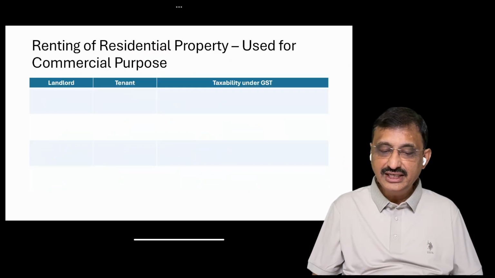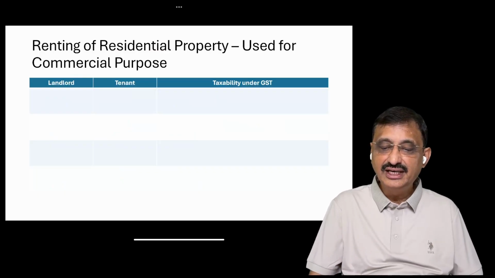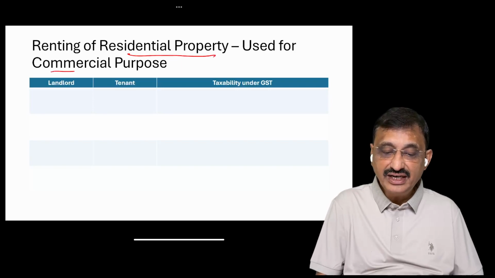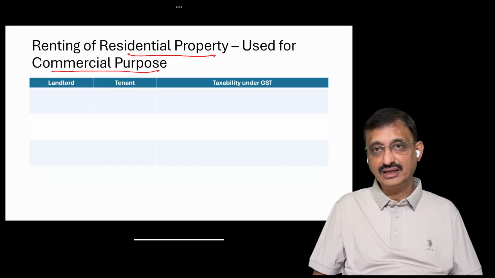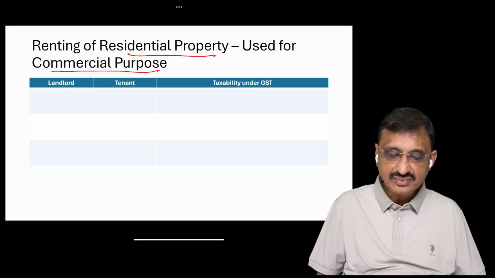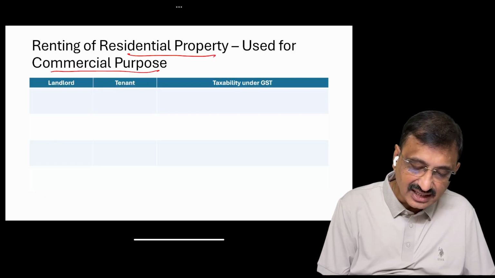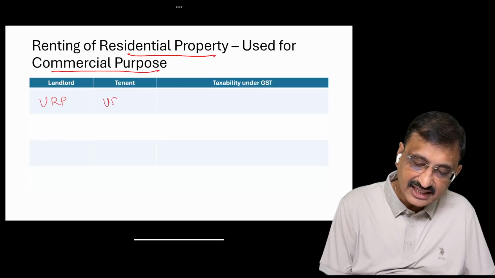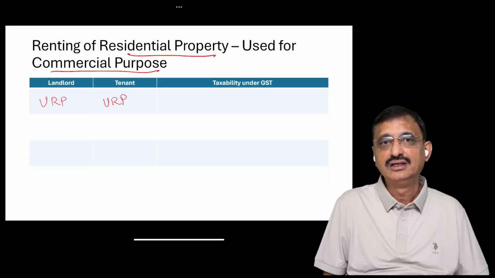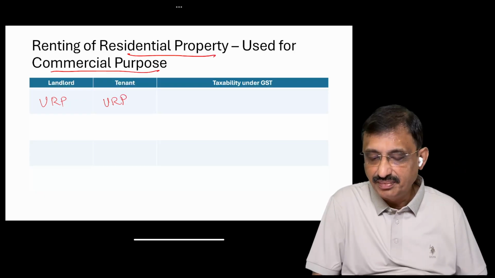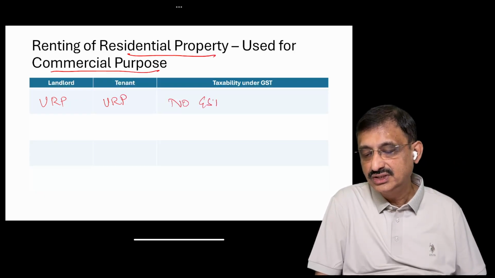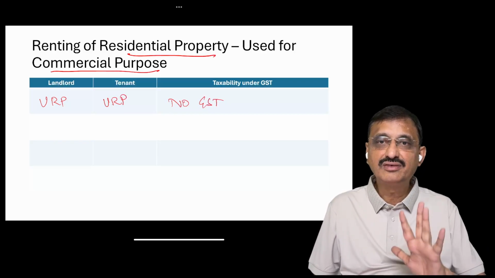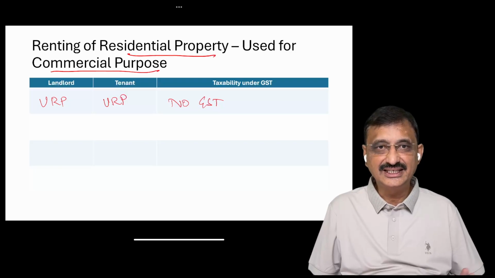Now, this is the scenario for residential property used for residential purpose. Now we'll move on to the next situation wherein the property is residential property and it is used for commercial purpose. Let us analyze each and everything. The landlord is an unregistered person and also the tenant is an unregistered person. What will happen? There will not be any GST. No problem at all.